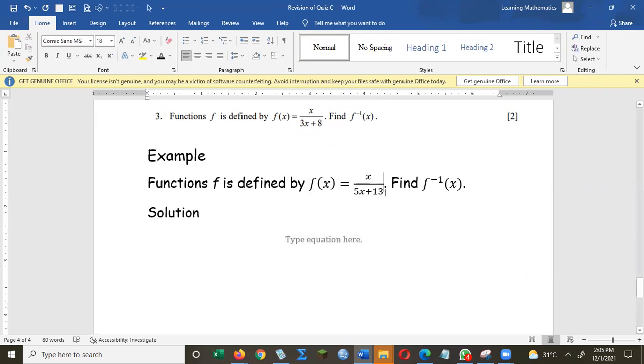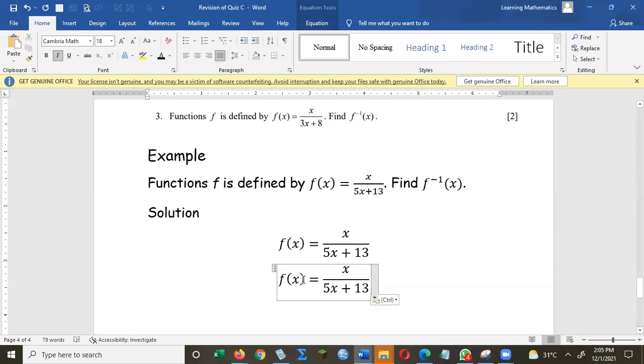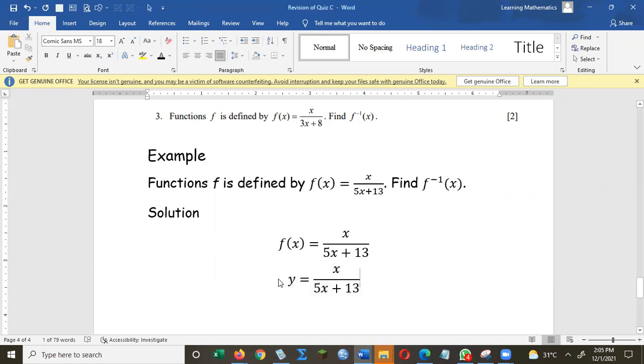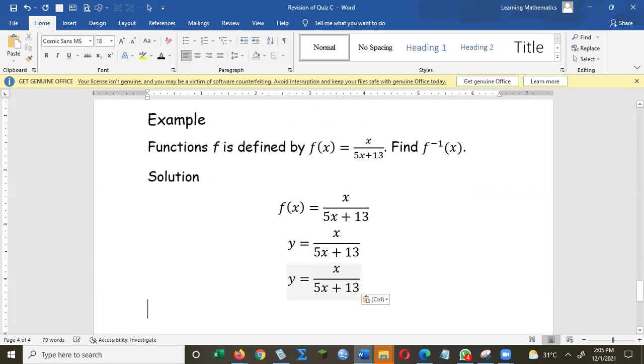Okay, so just to speed up things, because I'm looking at the time, the first thing you do, you write down the function. The second thing you do, you change f of x to y. The next thing you do, you swap the letters x and y. All where you have y, you put x. All where you have x, you put y. And then you try to make y the subject of the formula.